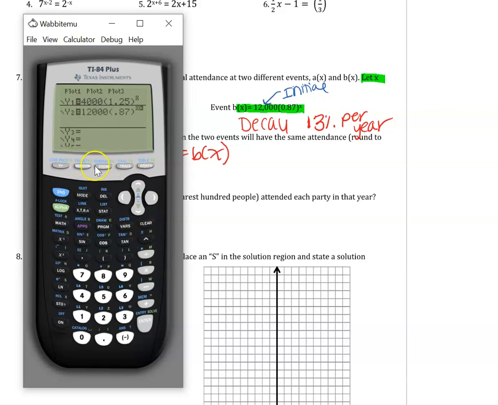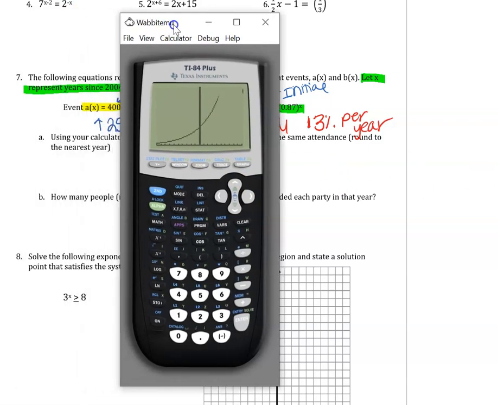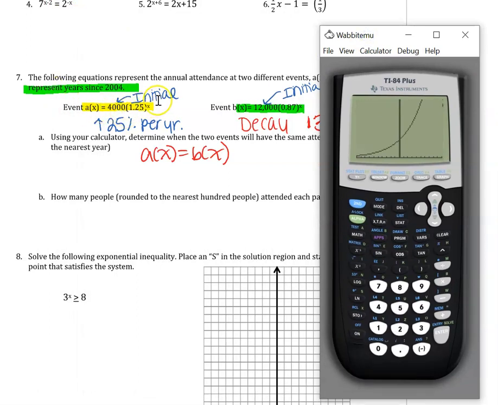Now, keep in mind that if you do a standard window, you're not going to see much because your initial value is at like 12,000 for your second function. So before I even do a graph, let's go to my window and set my y max to like 13,000, just so you can definitively see that initial value on b of x. And then I'll hit graph. So here's a of x, that's your exponential growth. And then there's b of x, that's your decay function. Right there is where you're going to end up seeing that intersection point.